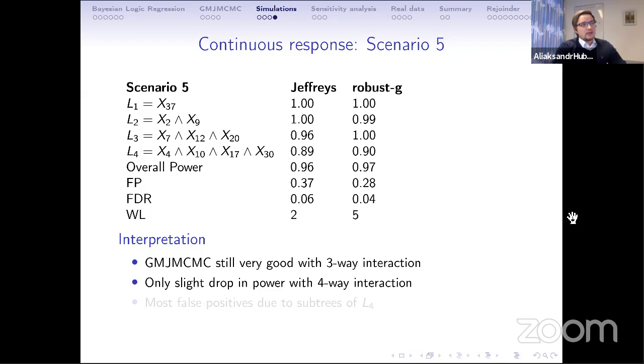around 0.3 on average per replicate of the data and per run of the algorithm. Most of the false positives that we see here were coming from the subtrees of L4, which also makes sense. In 100 runs, only 2 wrong leaves were detected under the Jeffreys prior, and 5 wrong leaves were detected under the robust G prior.